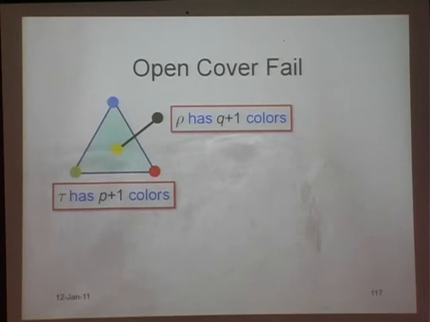So here, we'll go back to our conflicting simplexes. If I have two subdivisions of the same simplex, I can't guarantee there are no conflicting simplexes. But what I can do is perturb them so there aren't any more. And that's the key to the entire argument. So here I have rho, which has q plus 1 colors, so it's a q-dimensional simplex. Tau has p plus 1 colors, so it's a p-dimensional simplex.